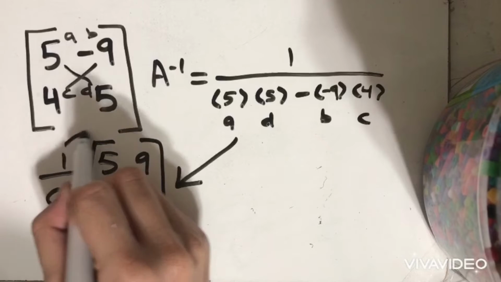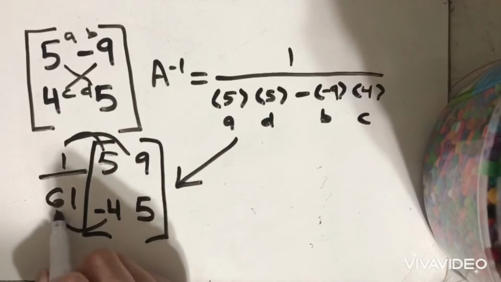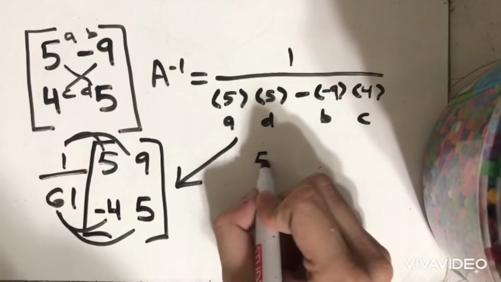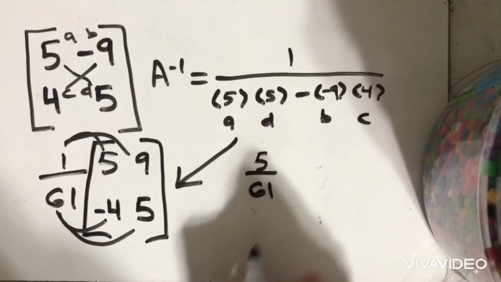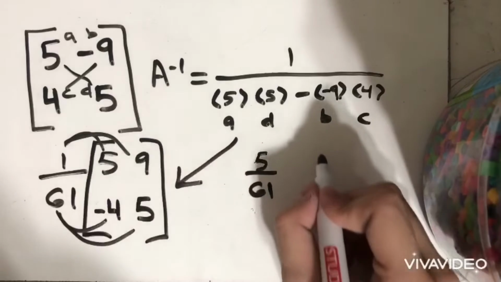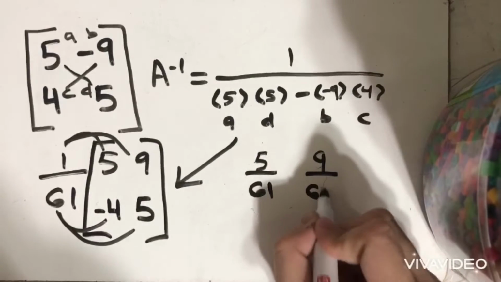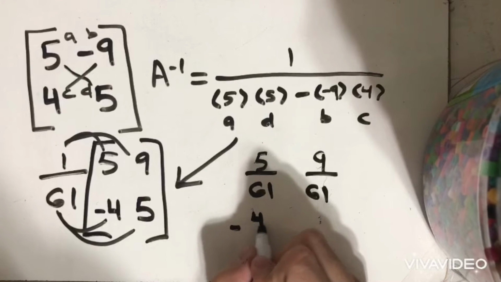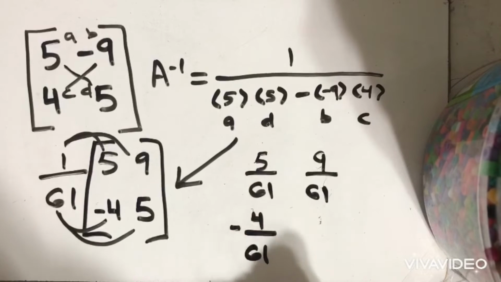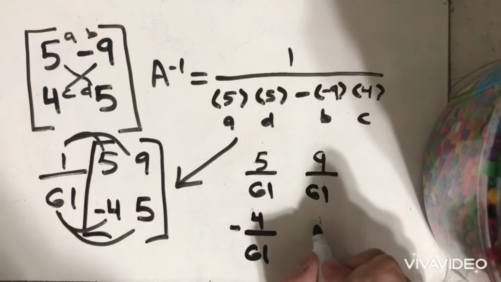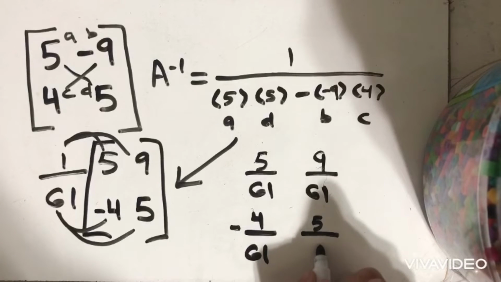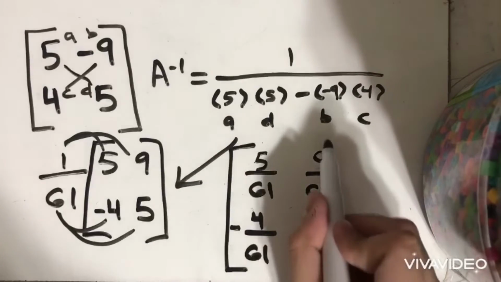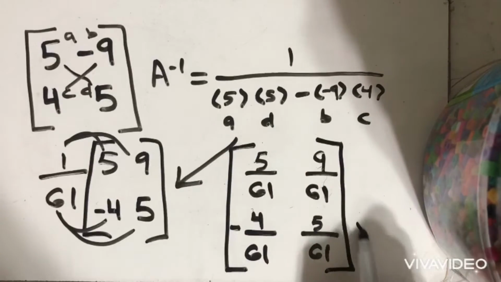Then you're going to multiply 1/61 to every number inside the matrix in order. You have 1/61 times 5 is 5/61. And then 9/61. 1/61 times 4 is negative 4 over 61. And again, 1 over 61 times 5 is 5 over 61 again. And that's all for this lesson. You're done with this lesson.